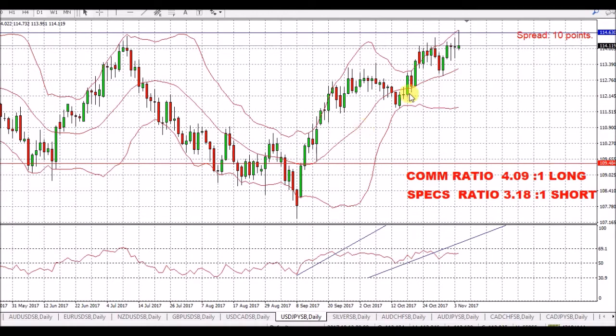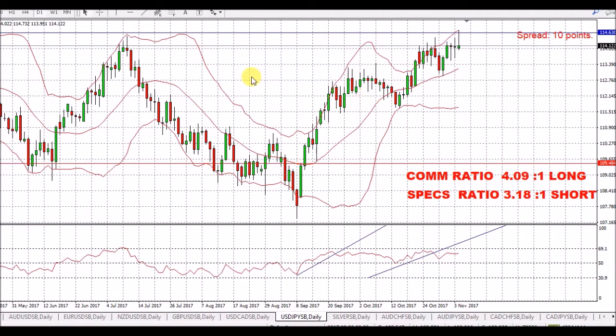USD Japanese yen. We've had a bit of weakness in the yen and a bit of strength in the dollar today. We've hit my trend line on a weekly turning point, and we've come back down. We're about at entry. We have got an increased commercials long ratio for the Japanese yen.